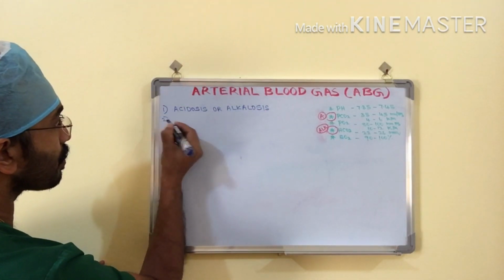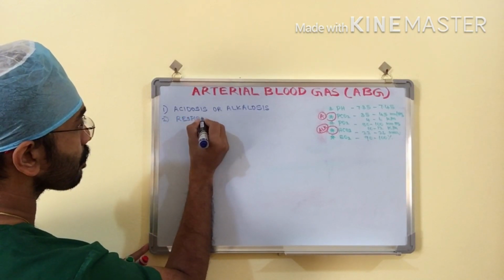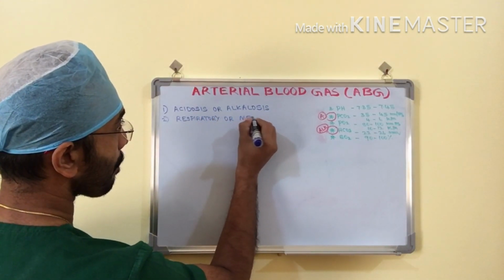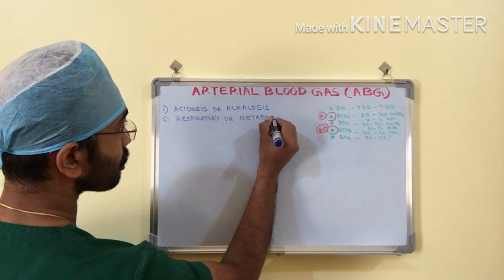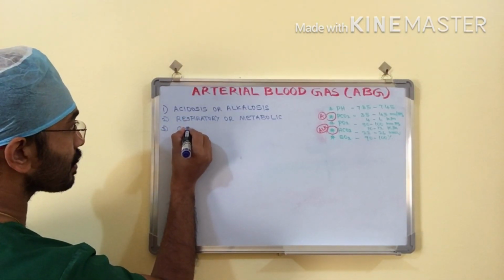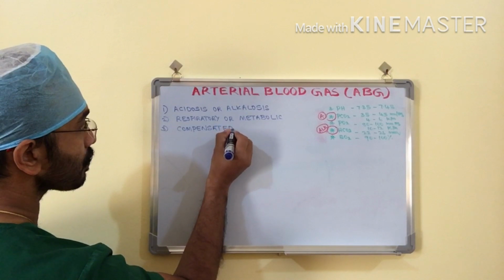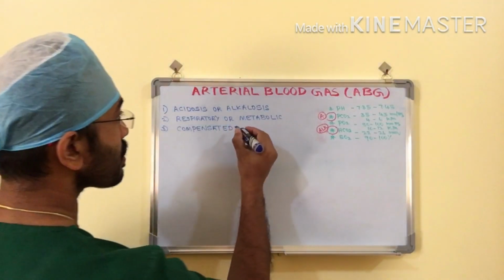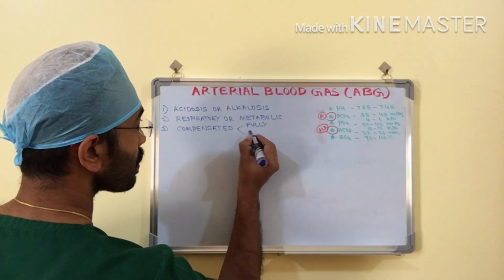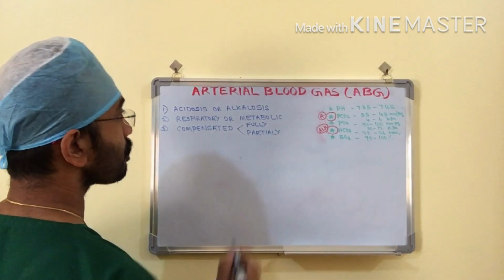Second one is to check whether it is respiratory or metabolic. The third one is whether it is compensated. In compensated, two things: fully compensated, second one is partially compensated. Go to the first step.